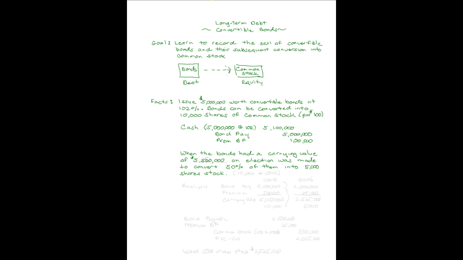So let's go down the road a little bit in our convertible bond. And the bonds had a carrying value of $5,500,000. Let's assume that the investor made an election to convert one half of the bonds they owned into 5,000 shares of stock. Where did I get 5,000 shares? Oh, we said all of them could convert to 10,000. So 50% are converting. I would assume that would be 5,000 shares. How about you? Does that make sense to you?